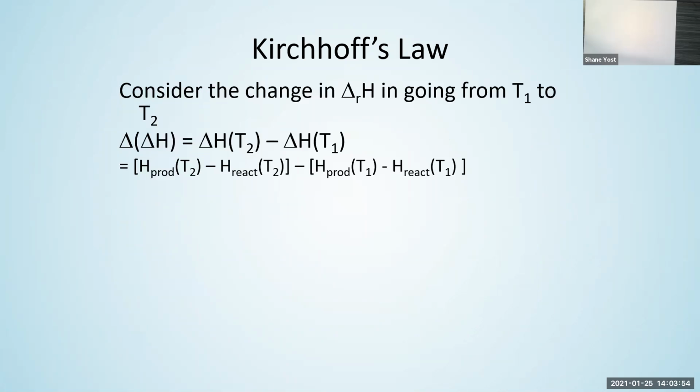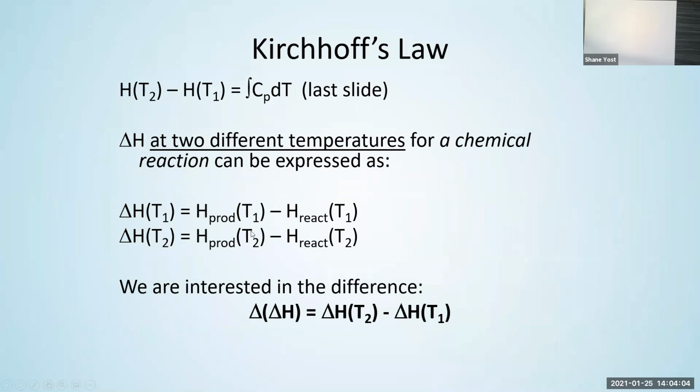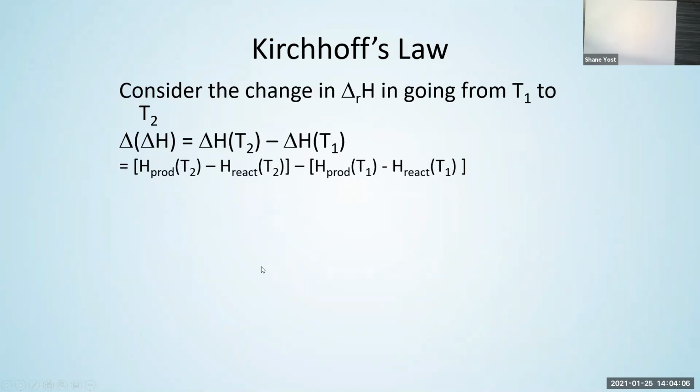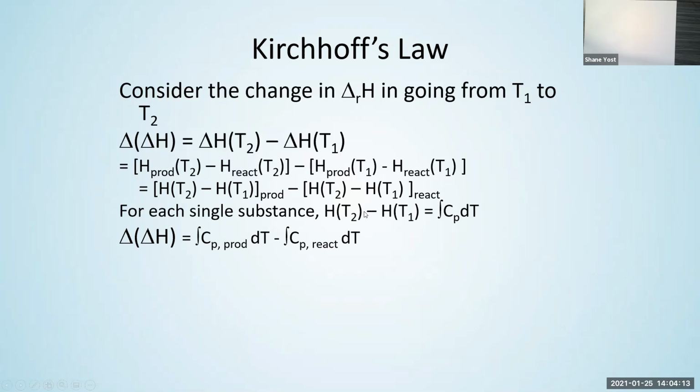Using that, I can expand out what delta H at T2 and delta H at T1 are, from the previous slide, and then rearrange things, putting the products together and the reactants together. Then, using the definition we talked about at the very beginning, the enthalpy at T2 minus the enthalpy at T1 is just the integral of the heat capacity times dT.